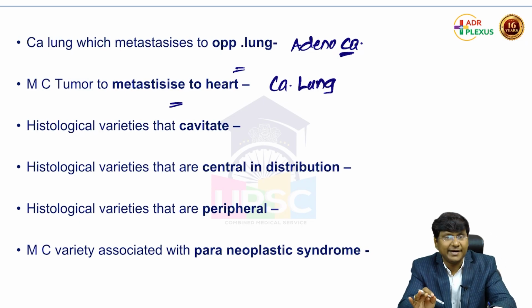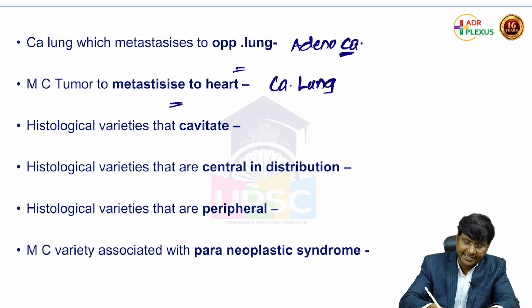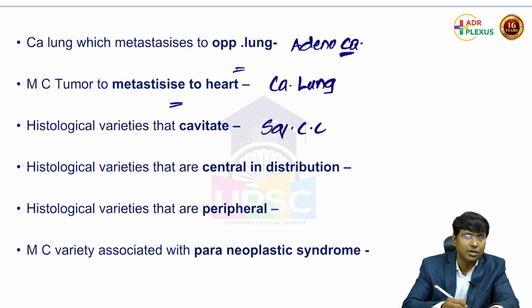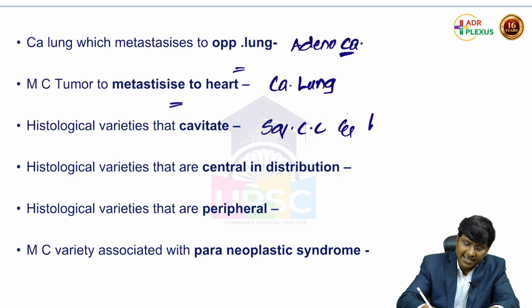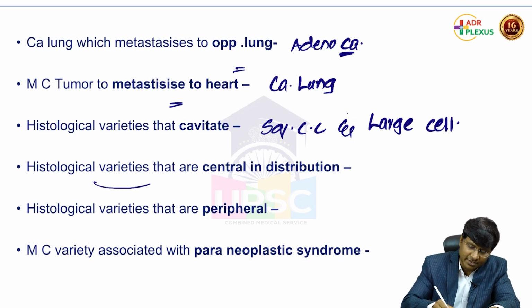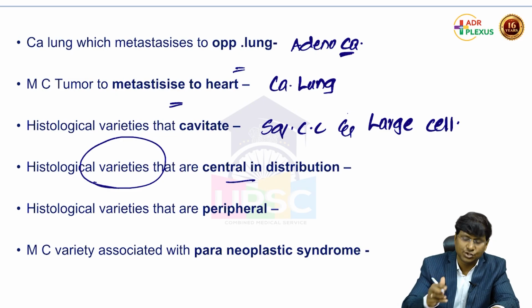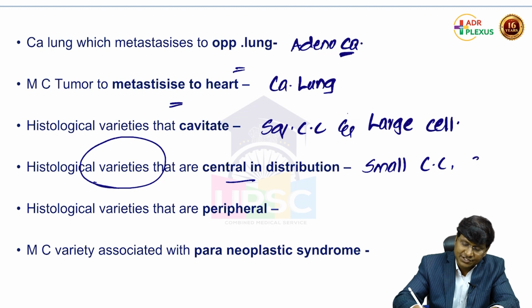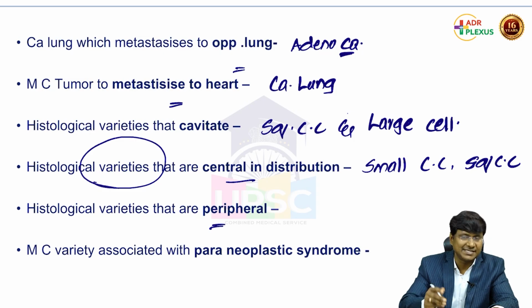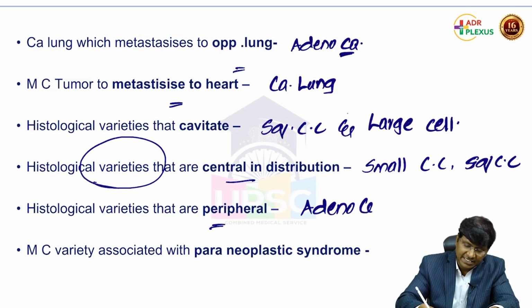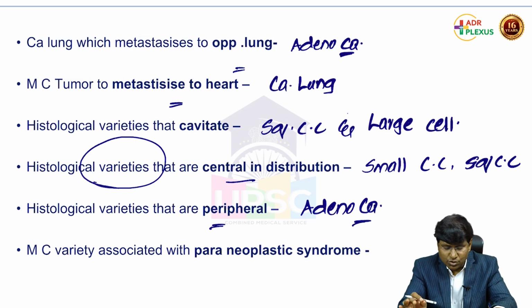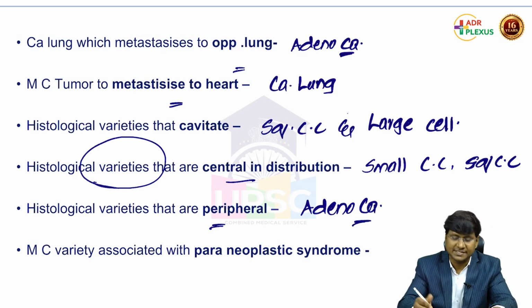And the histological varieties that will cavitate include the squamous cell carcinoma of the lung as well as the large cell carcinoma of the lung, right? And the histological varieties that are central in distribution will be the small cell carcinoma of the lung, and next is the squamous cell carcinoma of the lung. And the histological varieties that are peripherally distributed include adenocarcinoma of the lung.